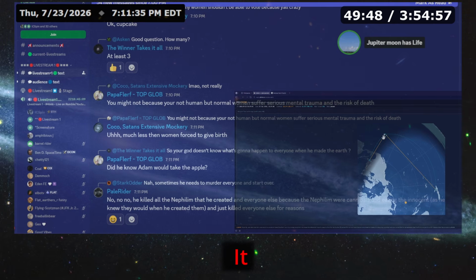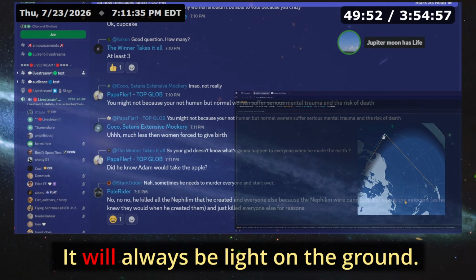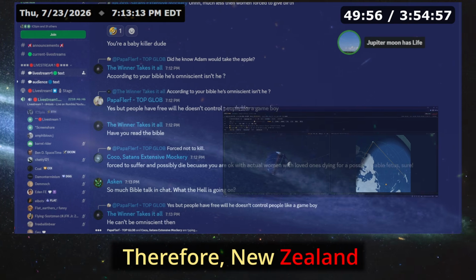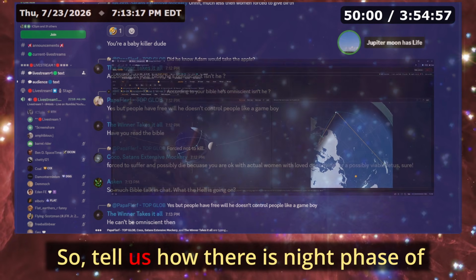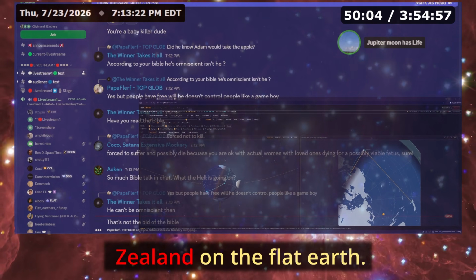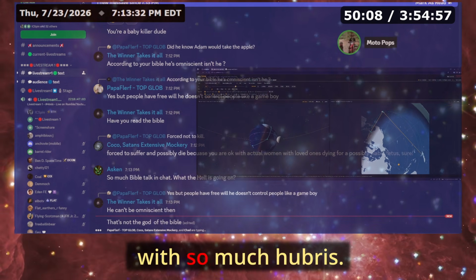It will never ever set. It will always be light on the ground. Therefore, New Zealand would not have night phase of moon. So, tell us how there is night phase of the moon in New Zealand on a flat Earth. It's impossible. You should look things up before you talk with so much hubris.